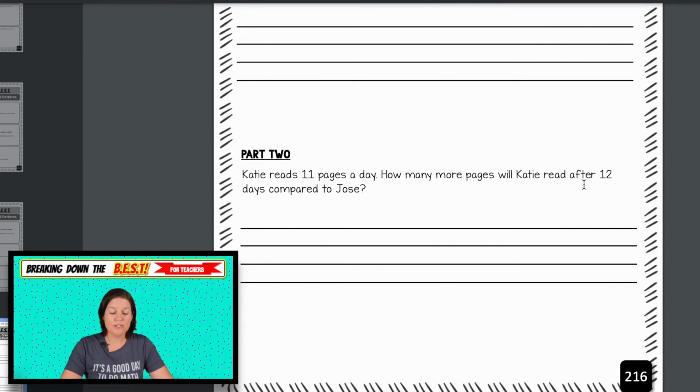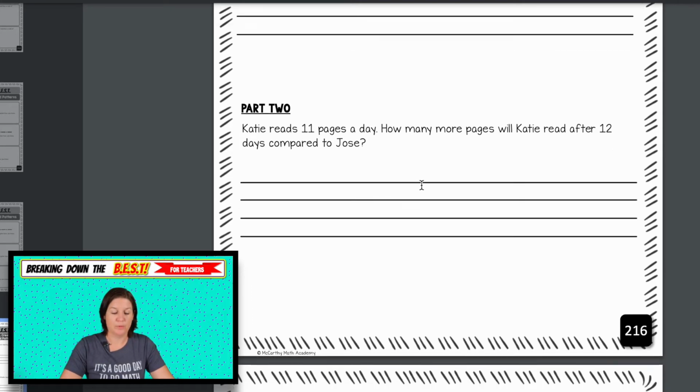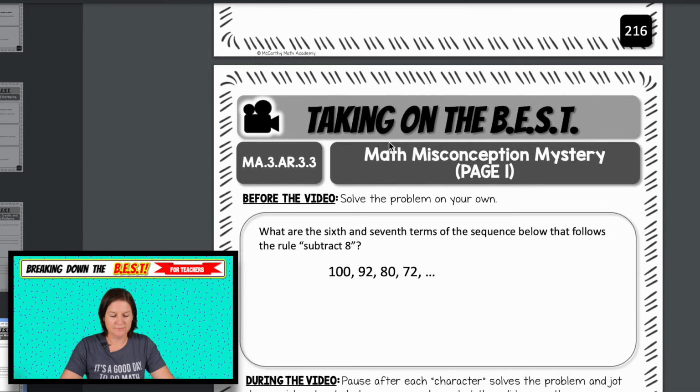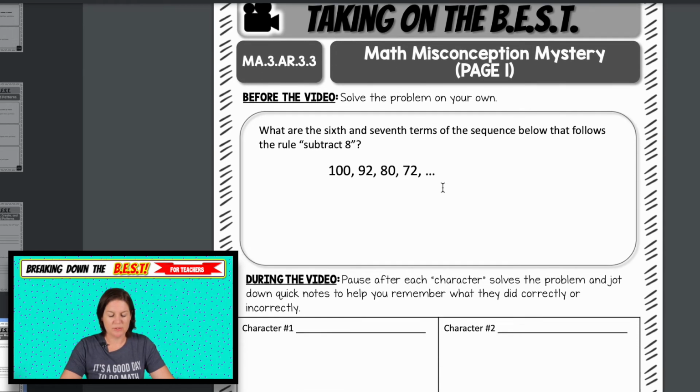How many more pages will Katie read after 12 days compared to Jose? So you can see here we really are taking it up a notch. We're using patterns, but we're also involving a subtraction question with this. So combining with another standard in a real world setting. This is your math misconception mystery question.